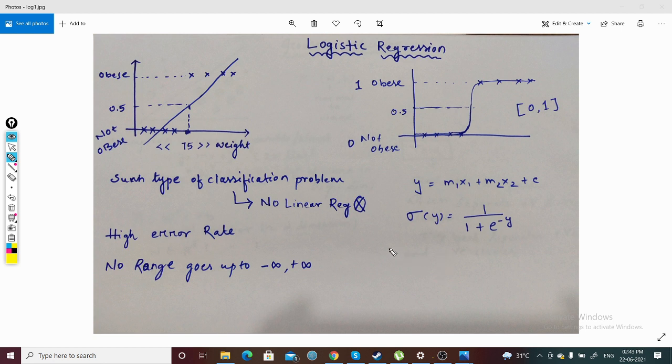Suppose one person has some weight. According to that particular weight, I'm going to say whether this person is obese or not obese. This type of problem I can solve.